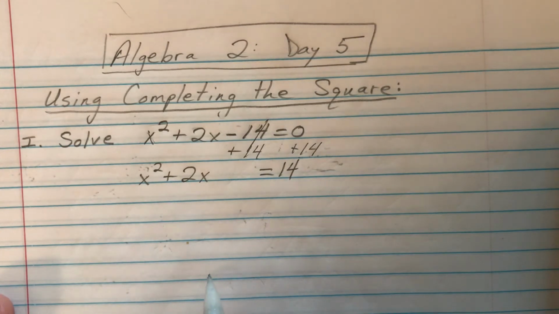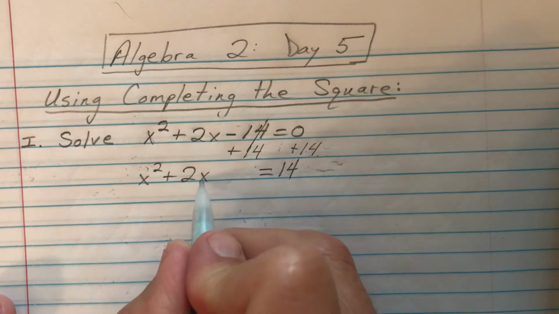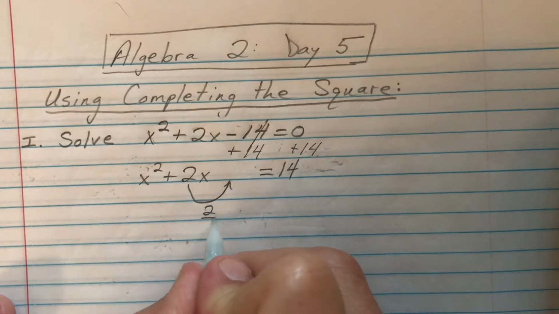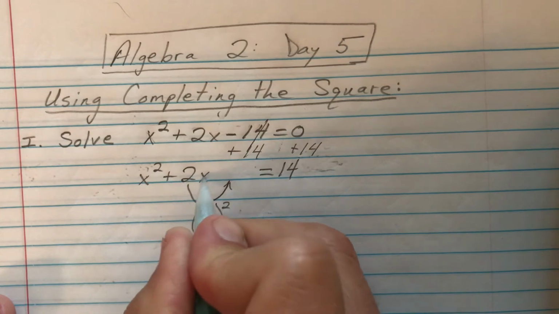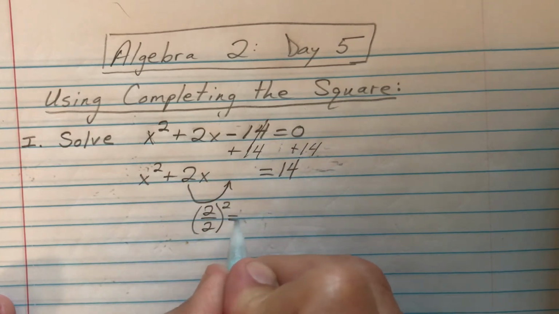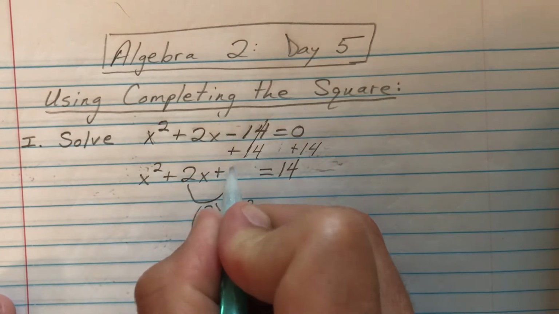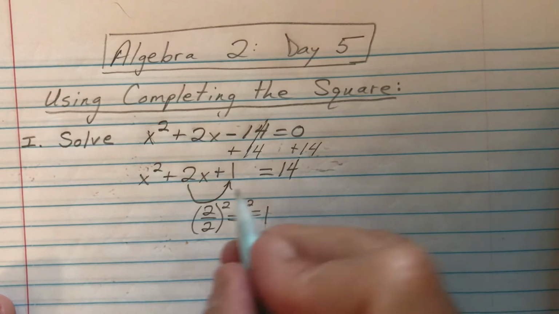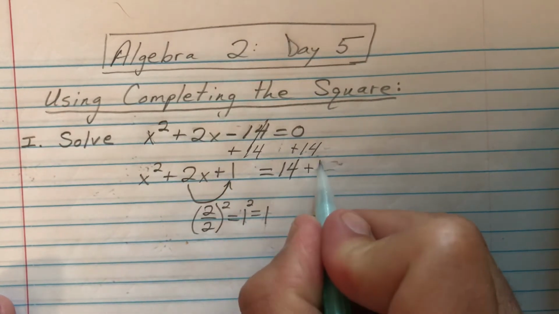Next, I'm going to do the process called completing the square. To do this, you take your b value, which is your number in front of your x, and you divide by 2, and you square it. So I'm going to take this 2, which is in front of the x, divide by 2. That gives me a 1, and I'm going to square it. So I'm going to add 1 after these two terms. If I add 1 to the left side, I have to add 1 to the right side.